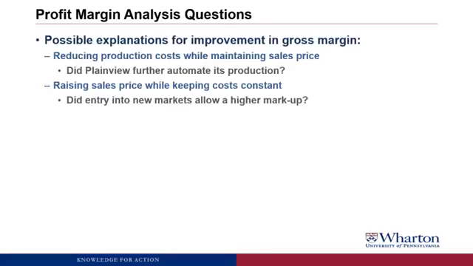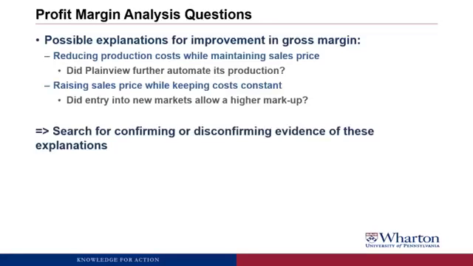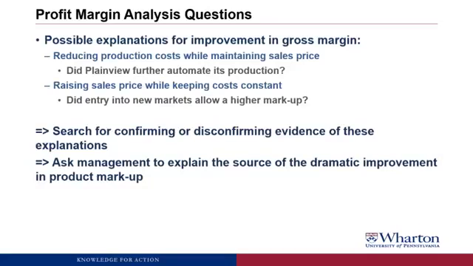So did entry into new markets allow a higher markup? So going to customized product into new industries? Or was it some combination of both? We can't drill down further into the income statement anymore, so we have to go elsewhere. We have to search for confirming or disconfirming evidence of these explanations in other parts of the statement. And of course, if we're the analysts having the call, we have access to asking management questions where we could ask very specific questions about what the source of their improvement in gross margin was.